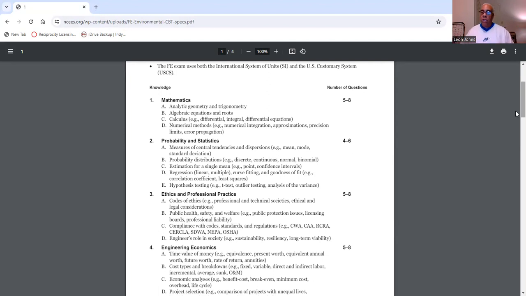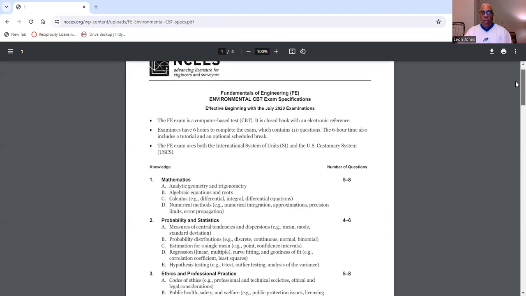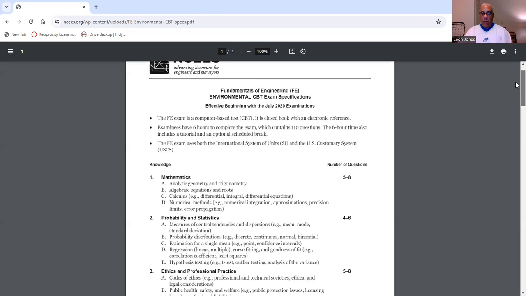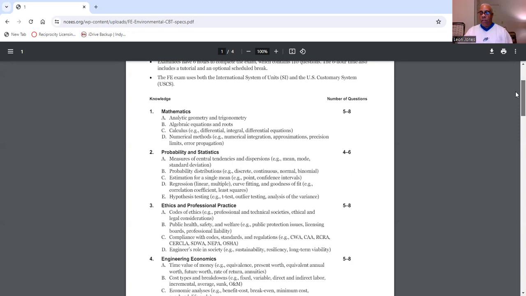And that's what helps me learn, because I'm looking at the situation from my work experience. But let's get back on to the specifications. Now, for me or anybody else who's taking the environmental CBT, you have 15 subjects. Now, you're going to have your amount of questions, 5 to 8 on your mathematics.